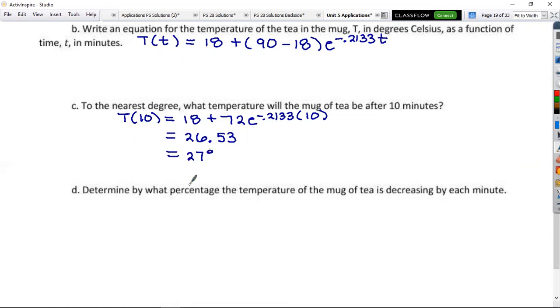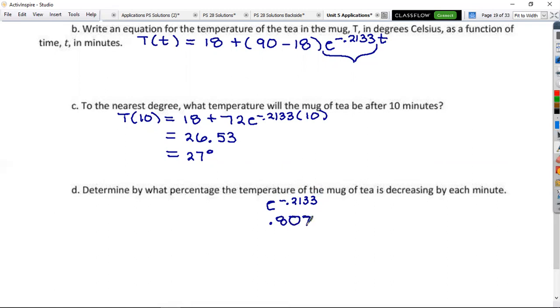All right, and then B. Determine by what percent the temperature of the mug is decreasing each minute. So all we need to do, I'm going to grab it from right up here, is type this in the calculator, just like we were doing on all those other problems. E raised to the negative 0.2133, and I'm going to get a value for this as well. So e raised to the negative 0.2133. Did we get like 0.8079?